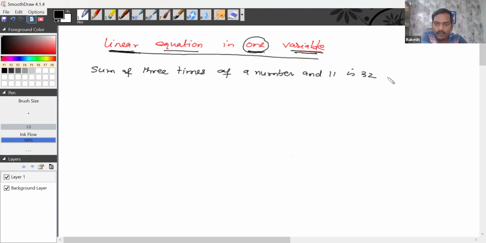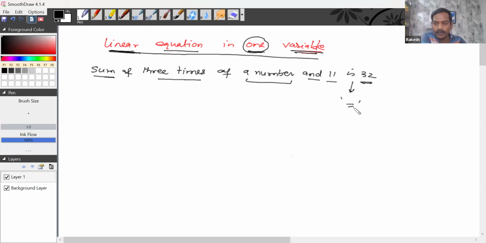Okay. So our job is to convert this into a mathematical expression. Now let us dissect these words. It says sum. Sum simply means addition. Sum of what? 3 times. 3 times means something is multiplied by 3, of a number. Have we been given a number? No. The number is not known, right? And 11. That means we have to sum 3 times a number which is not known, and 11. And that is equal to 32. This is nothing but signifying the equal to sign.